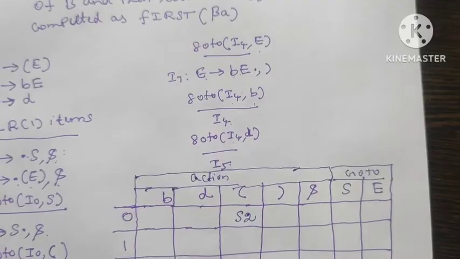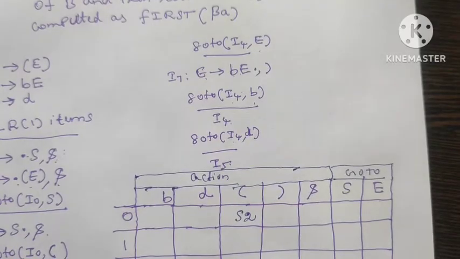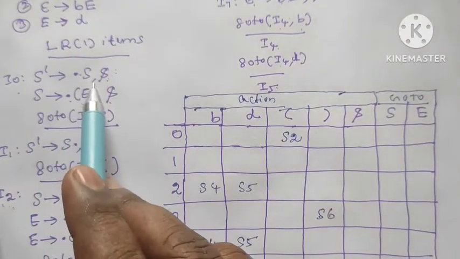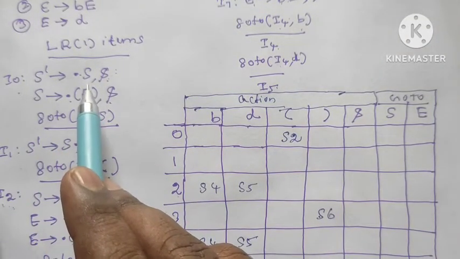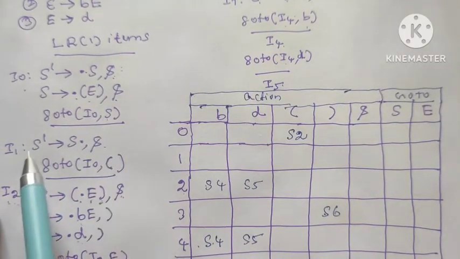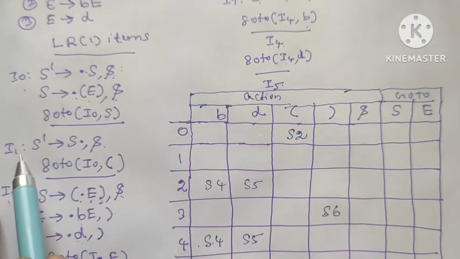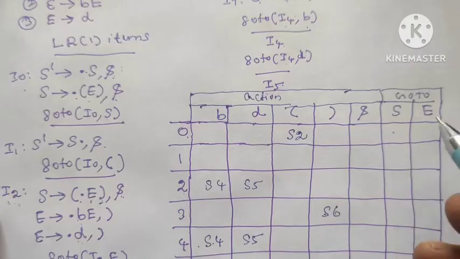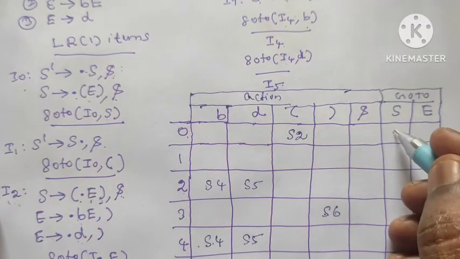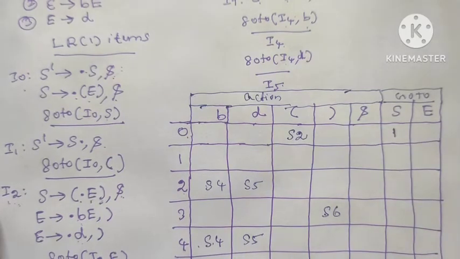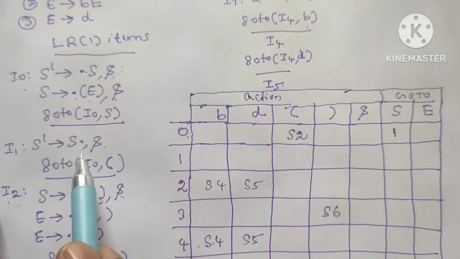Now we have to see dot before a non-terminal, so come to I0. A dot is before the non-terminal S. So go to of I0 comma S produces the state I1. Since this is a non-terminal, you write it simply as 1. Now in I1, the dot is not before any non-terminal.